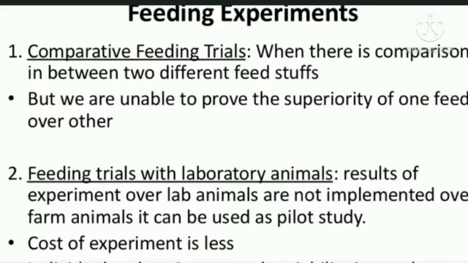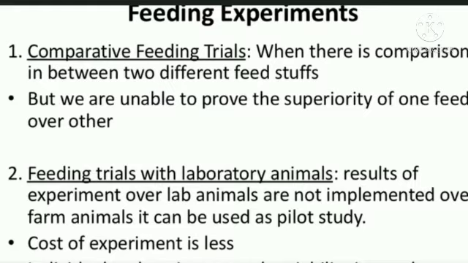In this, for one group of animals, we feed one type of feed, and in the second group of animals, we feed a second type of feed, and then we can evaluate the health status of the two groups of animals. Whichever group has better health status and better production, that feed has better nutritive value. So this is the comparative feeding trial. We are comparing two different feed stuffs, but we are unable to prove the superiority of one feed over the other.